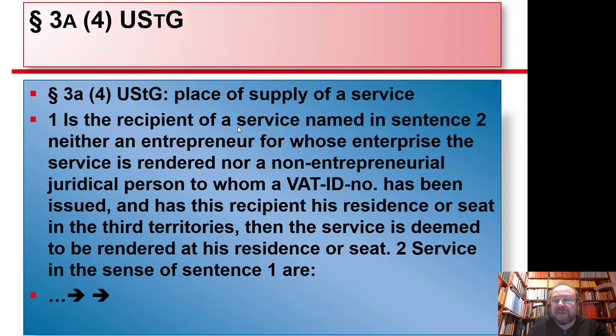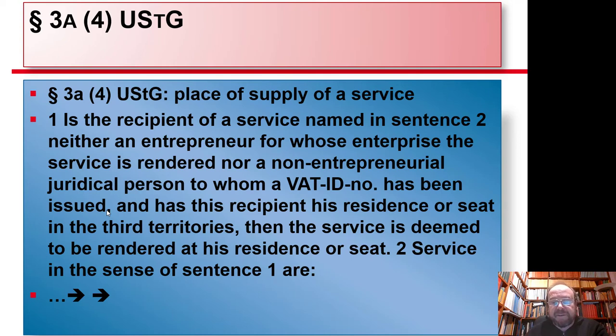So, the rule does not apply to all services, but only to the kind of services which are named in sentence 2. That's going to come, that's a whole list. Neither an entrepreneur for whose enterprise the service is rendered, nor a non-entrepreneurial juridical person to whom a VAT identification number has been issued. So let's clarify this or make it more simple.